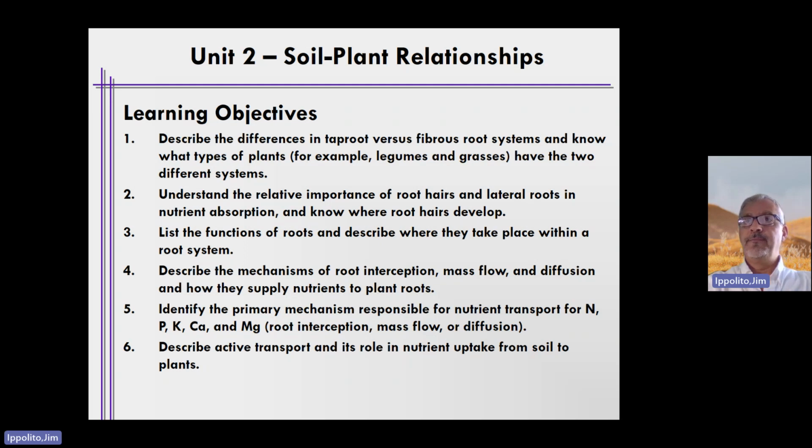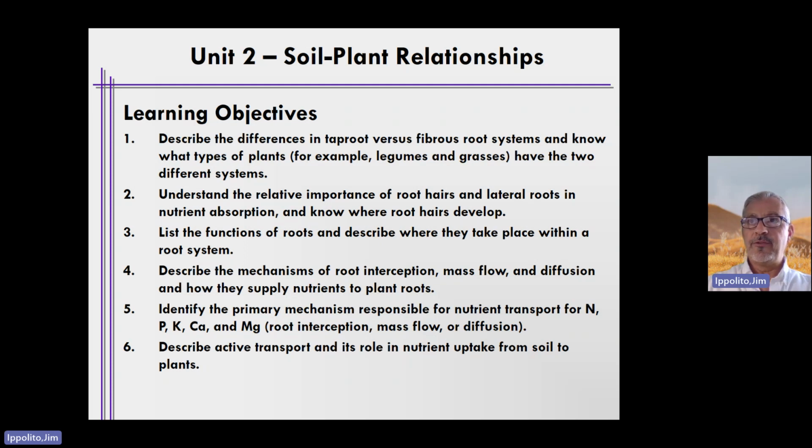The first objective is to describe the differences in taproot versus fibrous root systems and know roughly what types of plants have these two different types of systems. For example, the differences between legumes, which typically have tap roots, and grasses, which have fibrous root systems. And we'll talk about that briefly. Objective number 2, understand the relative importance of root hairs and lateral roots in nutrient absorption and know where root hairs develop within the rooting system itself.